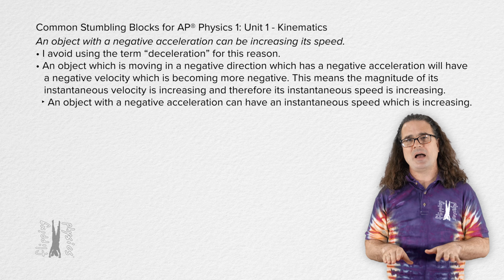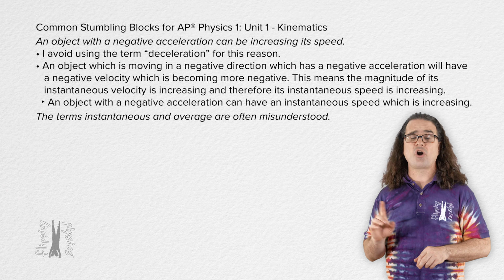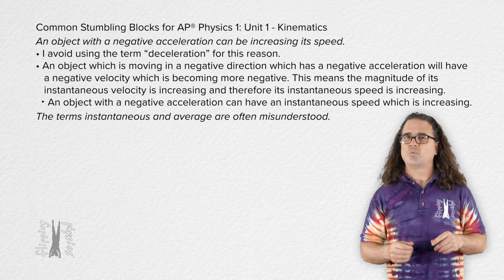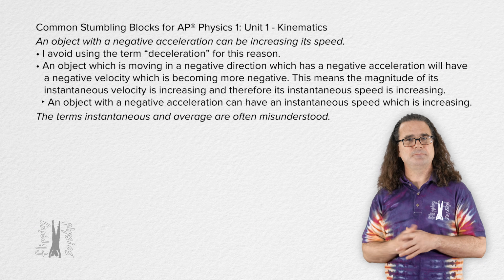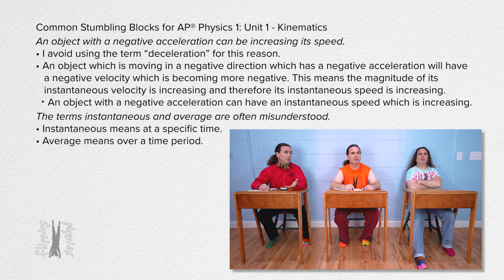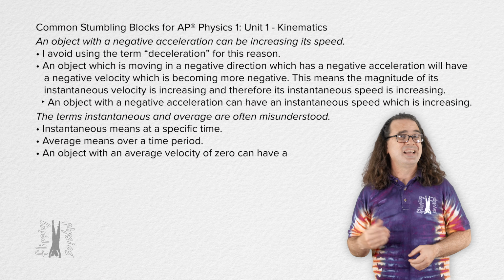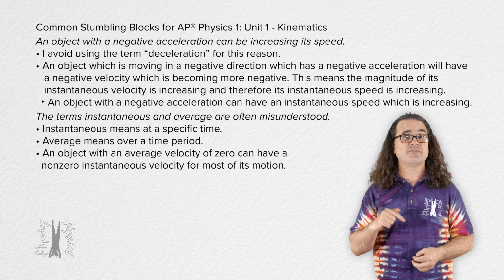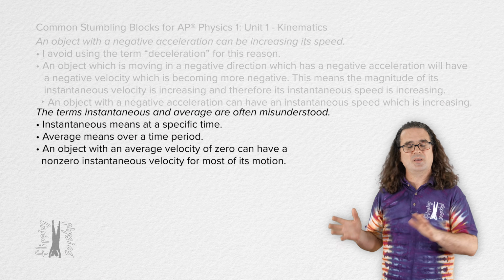My next stumbling block is that the terms instantaneous and average are often misunderstood. Bobby, what do instantaneous and average mean? Instantaneous means at an instant or a specific time, and average means over a time period. Right, so an instantaneous value is always at a specific time, and an average value is always over a time duration. That is what I just said. And realize an object with an average velocity of 0 can have a non-zero instantaneous velocity for most of its motion.